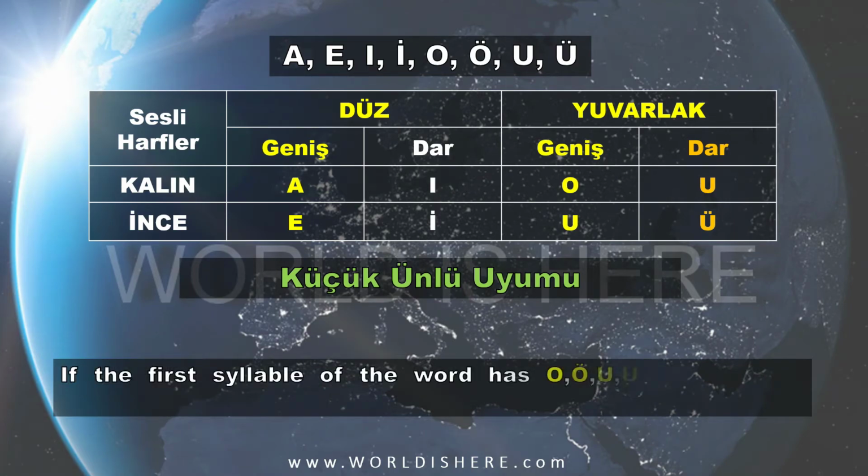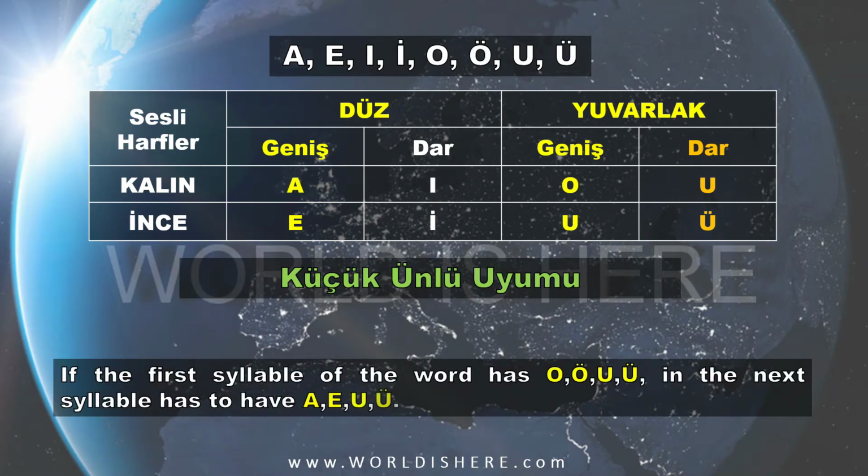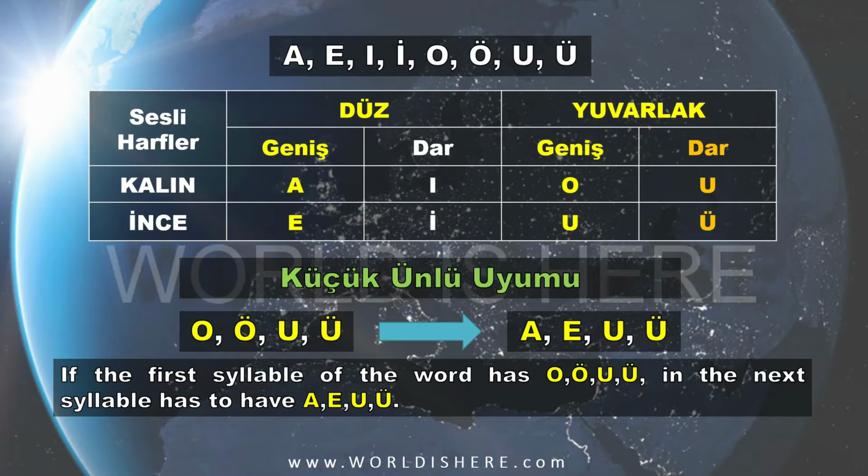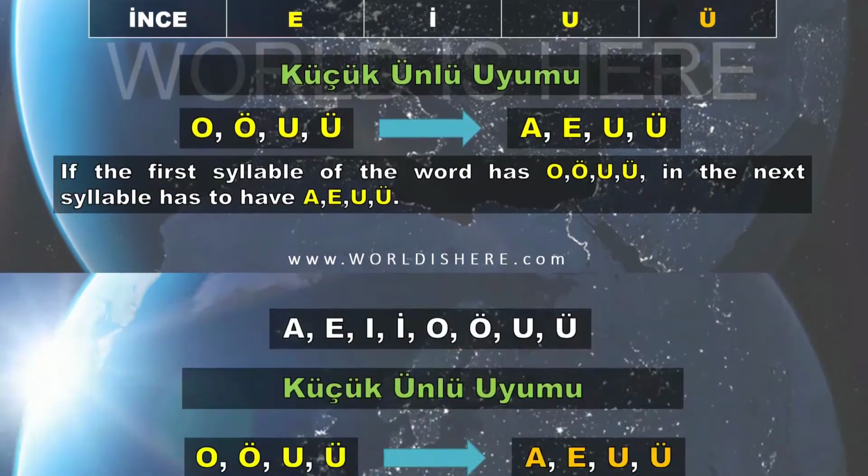Understand? Let's continue. And the second rule. Okay, let's check. If the first syllable has o, ö, u, ü, in that case, the next syllable has to have a, e, u, ü. O, ö, u, ü. After that will be a, e, u, ü. Okay? So let's try to understand.